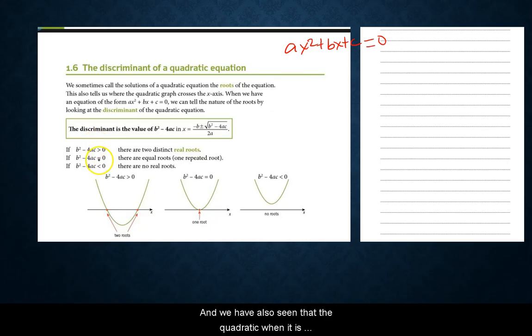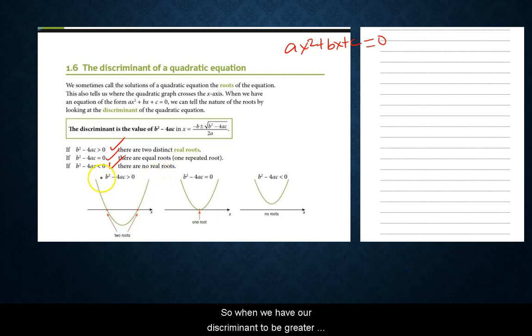We have also seen that when the discriminant is greater than 0, the equation has two distinct real roots. When the discriminant is equal to 0, there are equal roots, or one repeated root. And when the discriminant is less than 0, there are no real roots. Sometimes you are asked to show that a quadratic polynomial has roots, so you simply compute the discriminant and arrive at that decision.